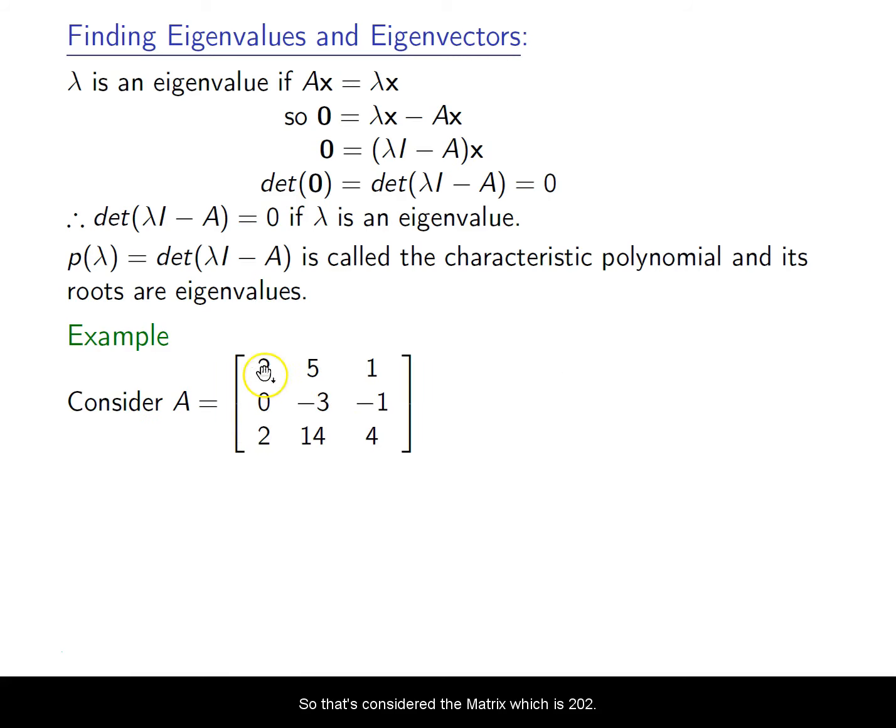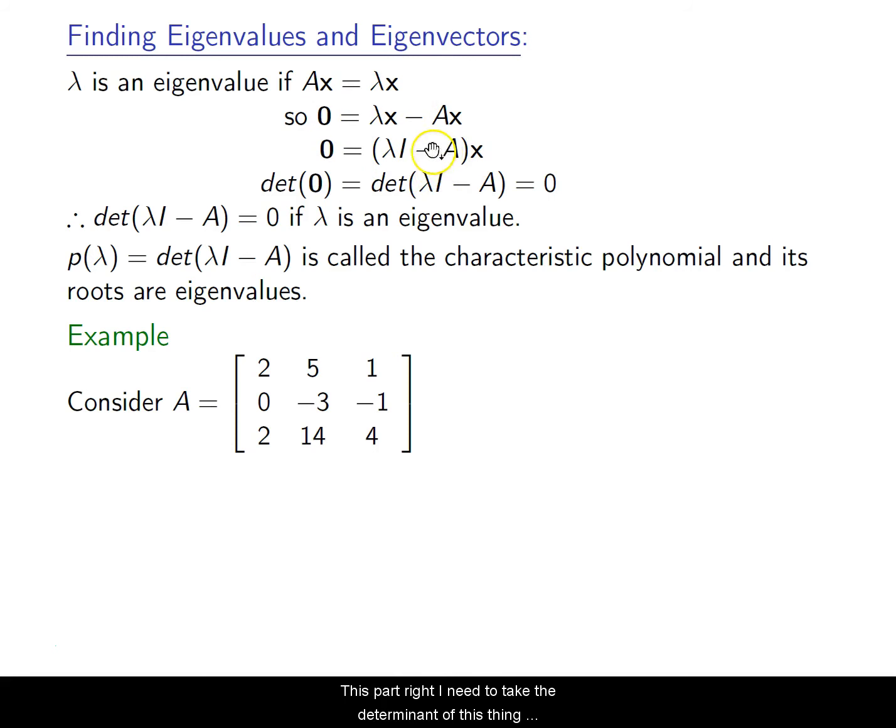So let's consider the matrix A, which is 2, 0, 2, 5, negative 3, 14, 1, negative 1, 4. I'm writing these as column vectors because, if you haven't noticed, that's what we usually do. Sometimes we think of them as row vectors, but most of the time we're looking at these in terms of their columns, talking about bases and column space and things like that. So let's just look at this matrix.